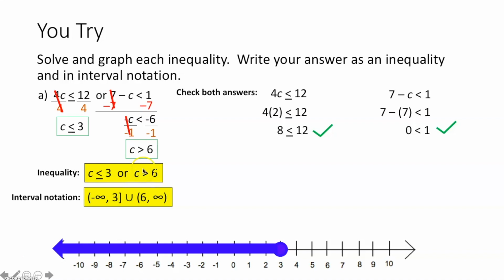Same thing here. C is greater than 6. So I put an open circle at 6 because there's no equal sign here. And I shade all the numbers to the right of 6 because those are all the numbers greater than 6. Again, variable on the left, inequality symbol points in the direction I'm supposed to shade.